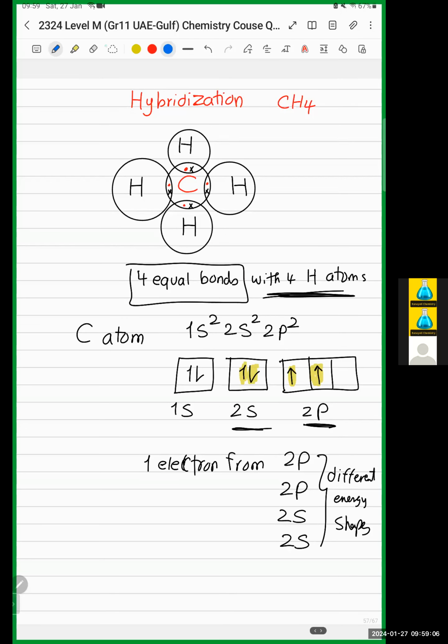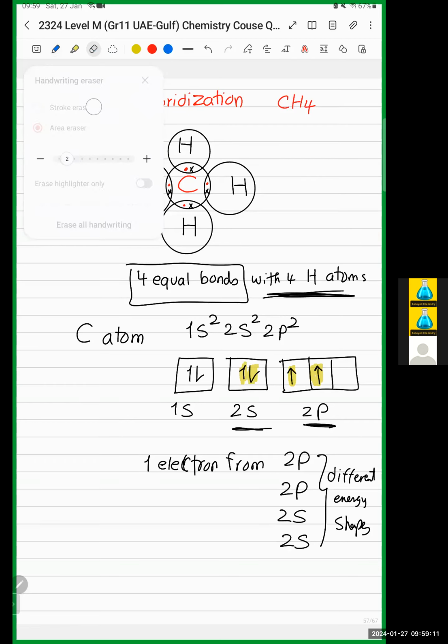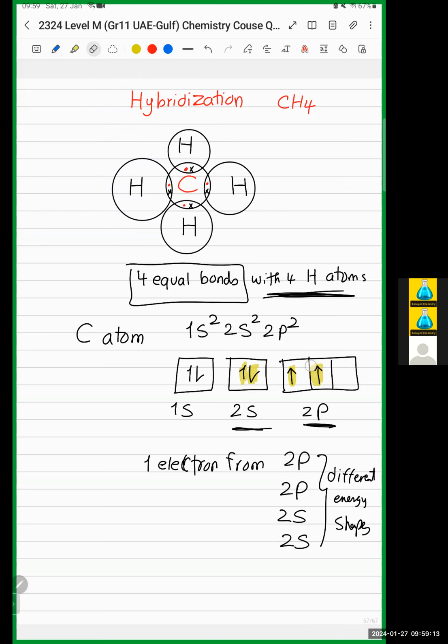So the first trick to do is that one of these electrons will be moved from here to here. So it will jump. This is the orbital. It will jump from here and come here. So it jumped from here to here. How many orbitals do I have now? 1 in the s and 3 in the p. So I have only 1s and 3p. This is 2s, 2p, 2p, 2p. So the number of orbitals now is still 4, but the names are different.